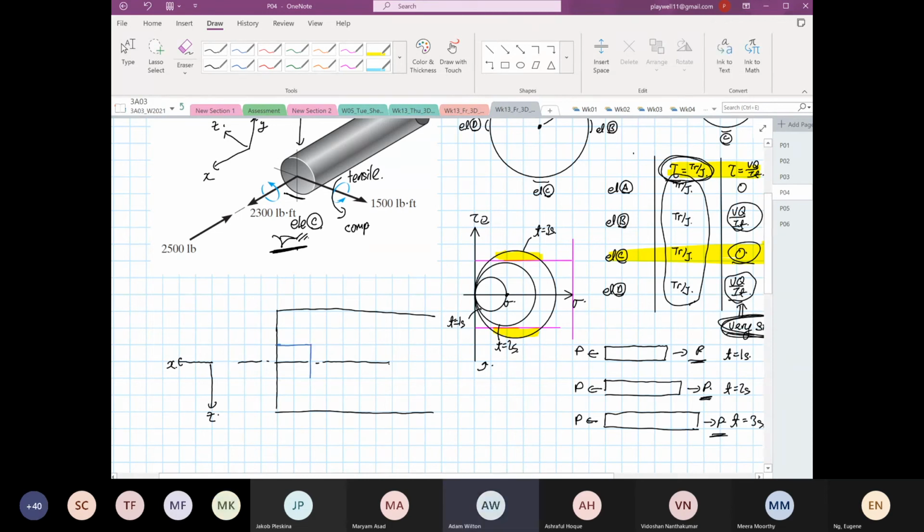Eugene, are your Z and X's flipped there? No, it's not. Because this is X, this X is along the axis. But because I'm viewing from the bottom, Adam, right? That's why Z is going down this way. Here is where my eye is.